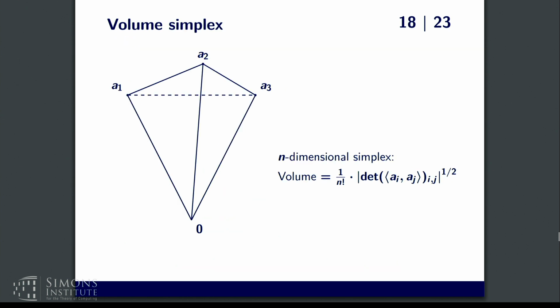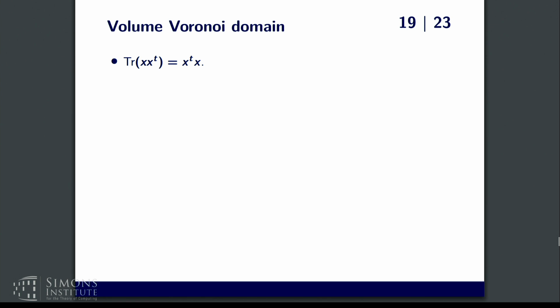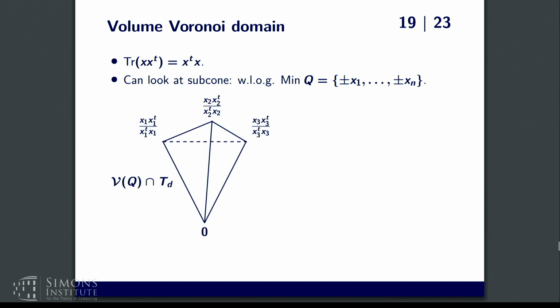Okay, so very quickly, what's the volume of a simplex? Well, in n dimensions, it's 1 over n factorial times the determinant of the Gram matrix of all these spanning vectors. Okay, so these Voronoi domains are spanned by these minimal vectors, these x x transpose, but we have put a cap on them, so we need to normalize by the trace, and the trace is exactly x transpose x. That's easy. So what we then get is these simplices. They don't necessarily have to be simplices, but we only try to lower bound the volume, so we can assume that they are simplices.